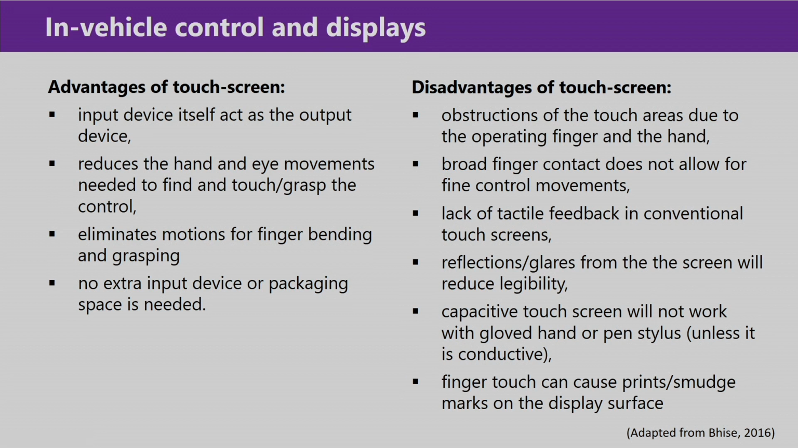The touch screen displays different types of visual information on the same screen. By pressing or touching, we can operate the control. It reduces the hand and eye movement needed to find the control and eliminates motions for finger bending and grasping. Next, no extra input device or packaging space is needed, because the same display screen also acts as the control.